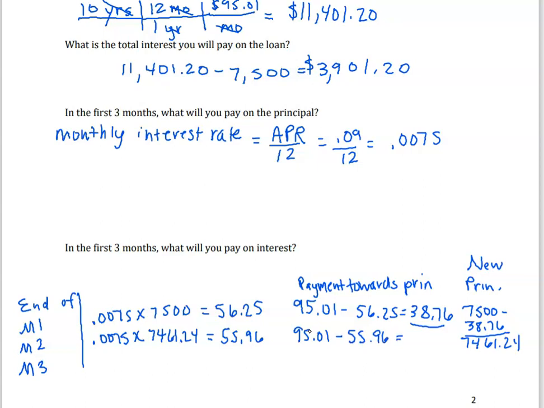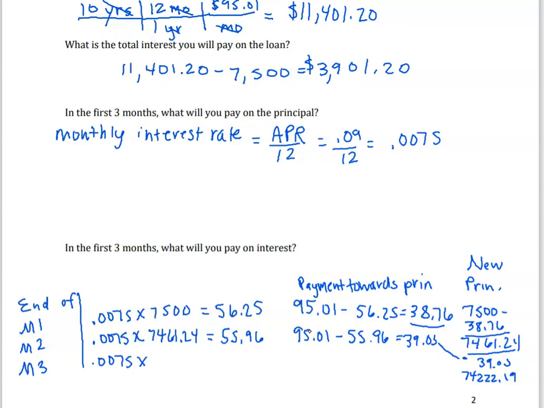So the actual amount that we paid to bring down the $7,461.24 is $39.05. Now I'm going to take this payment and subtract it off, and that tells me what I owe now: $7,422.19.